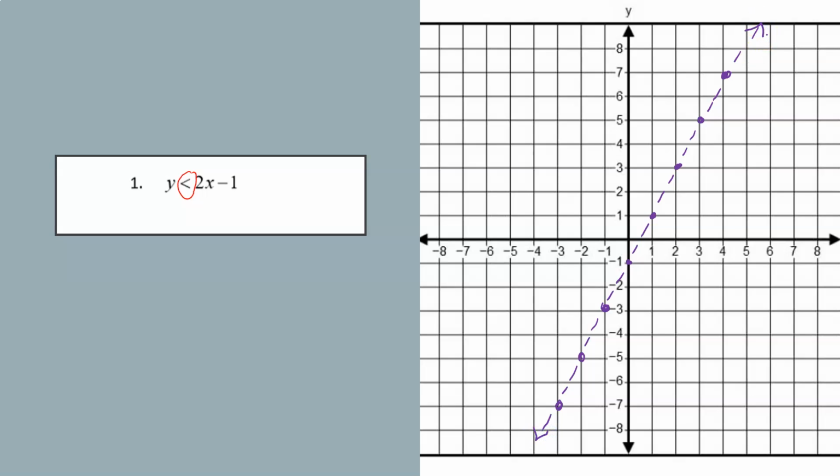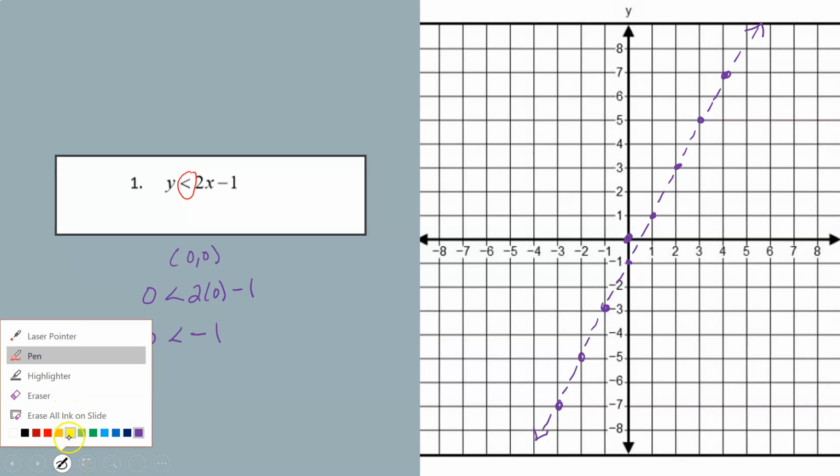Okay, so now we're going to pick a test point. Unless it's right on the line, I always pick 0, 0 because the math is super easy then. So here's my test point. I'm going to plug it into that equation. So y is 0, less than 2 times 0 minus 1. So is 0 less than negative 1? No, that's not true. So we're going to shade the side of the line without the test point. If it's not true, that means that 0, 0 isn't a solution, so you've got to shade the other side.